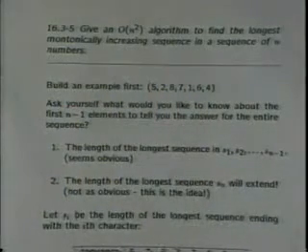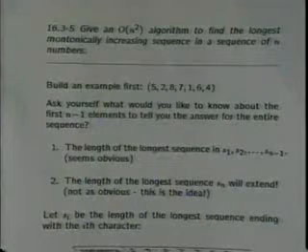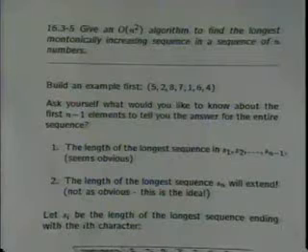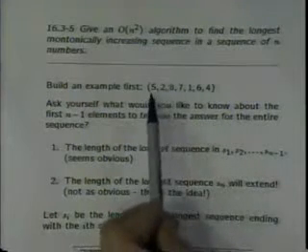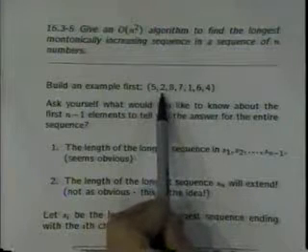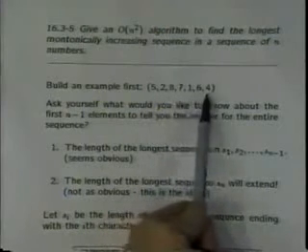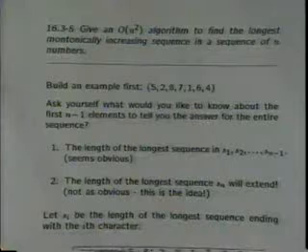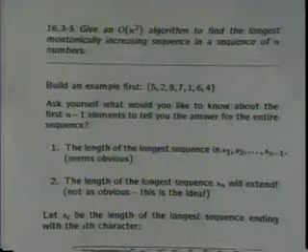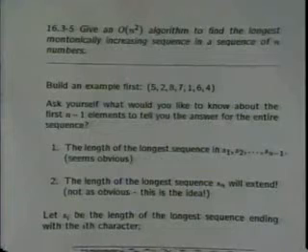Now, what does that mean is the first thing that you should be asking yourself when you look at this question. My initial reaction is I build an example. Here's an example sequence: 4, 5, 5, 2, 8, 7, 1, 6, 4. What do we mean by monotonically increasing? We mean that each element in the sequence that we're looking at has a value greater than that of the previous one.